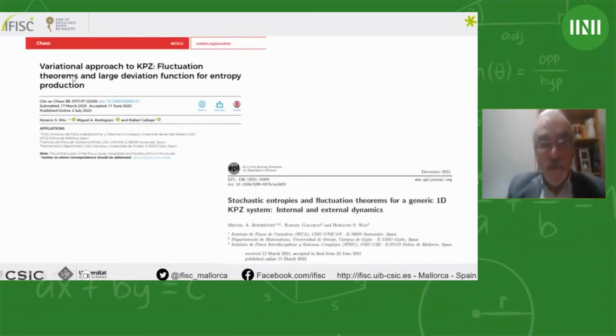We have also produced analytical results of this entropy production. And in this work, we do a numerical study separating the system into internal and external degrees of freedom. The external one is the collective one, because there is only one, and we showed that some fluctuation theorems are fulfilled.